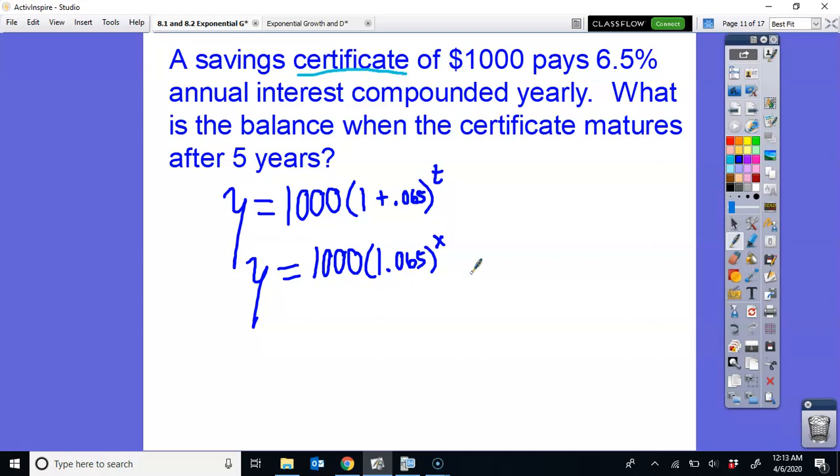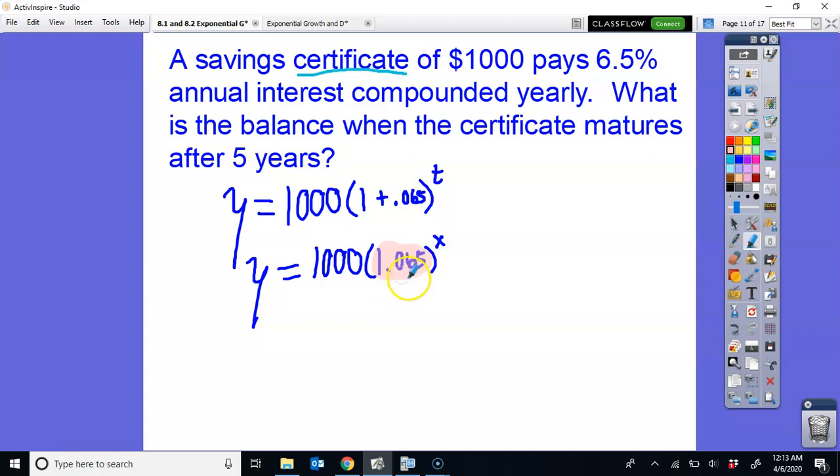Right here, I want to stop for just a second. I want to point out something. Notice the 1.065 right here, this number. Whenever you look right here and see this number bigger than 1, you're going to know that it's a growth function. Now, there are a few weird examples out there I'm going to show you later on, but for the most part, whenever you look right here, 1 plus the rate, it's going to be bigger than 1.